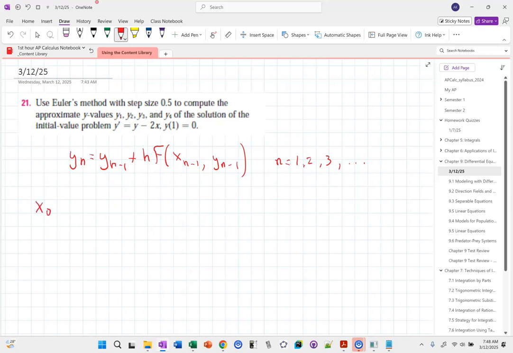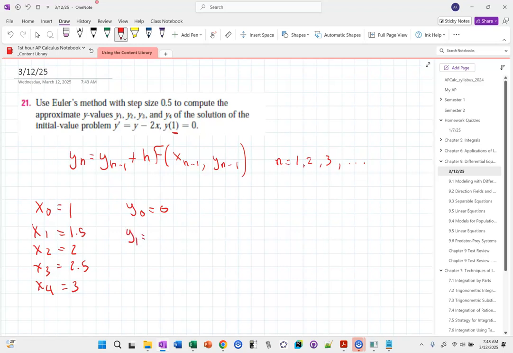So our x0 is going to be 1. And then x1 will be 1.5. x2 will be 2. x3 would be 2.5. And then x4 would be 3. And I know that y0 then is 0.